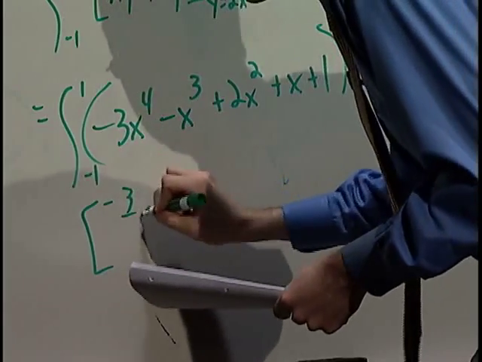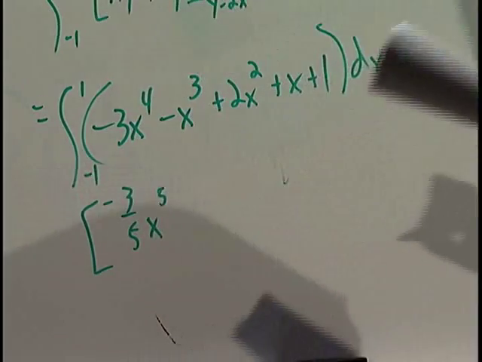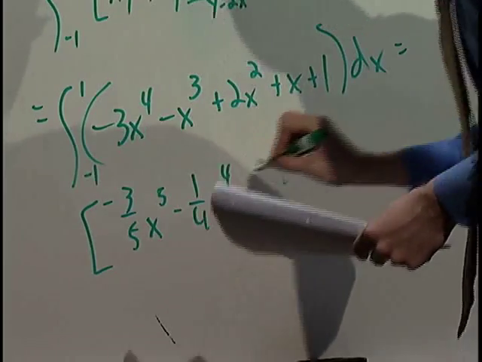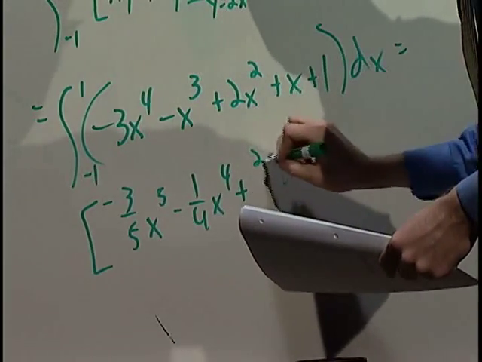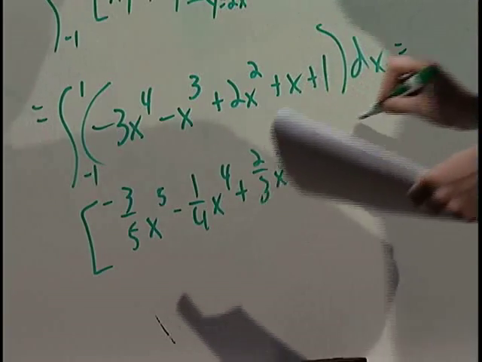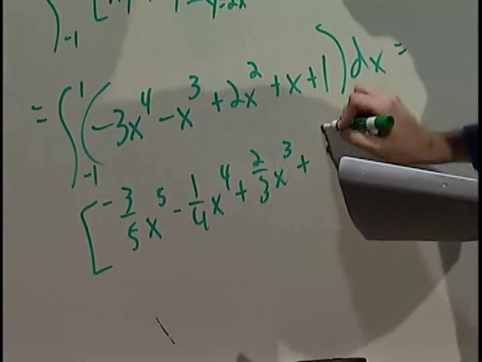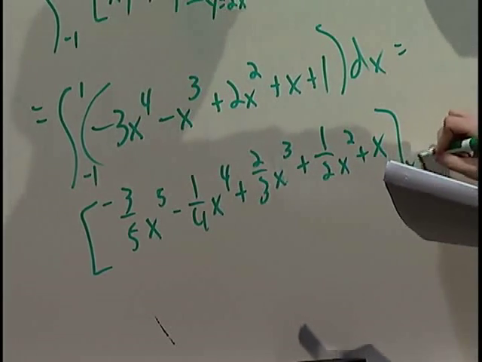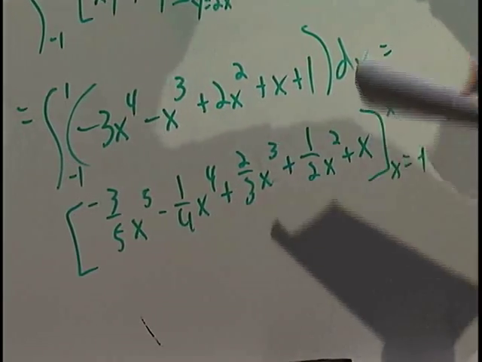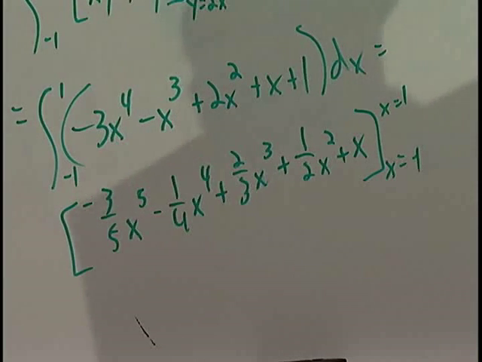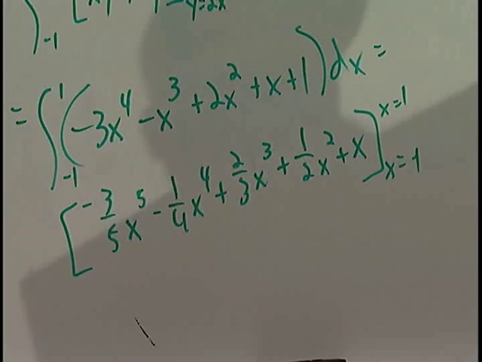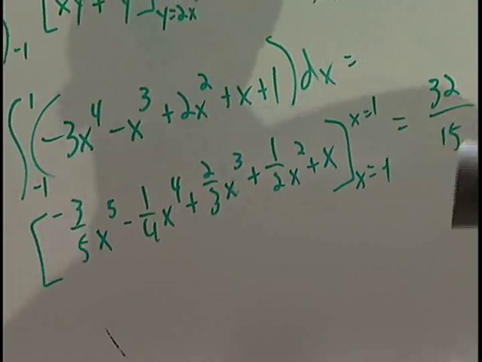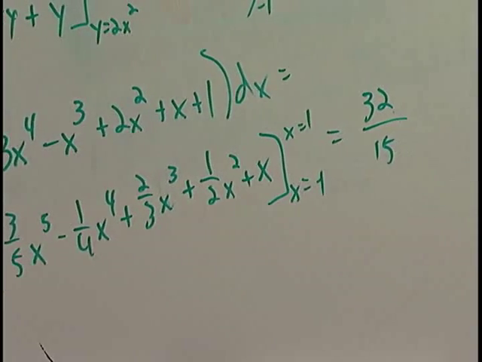You get -3/5 x to the fifth, and then -1/4 x to the fourth, and plus 2/3 x cubed, and plus 1/2 x squared plus x, integrated from -1 to +1. Make sure I have everything there. Looks good. Yep, looks good. And if you do all that out, you get 32/15. So there's your value of your integral.